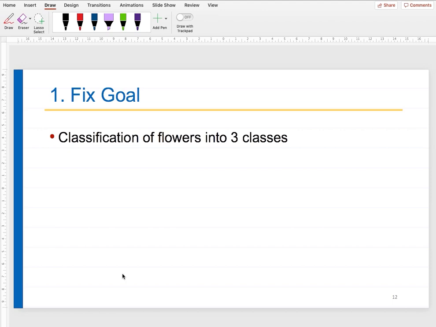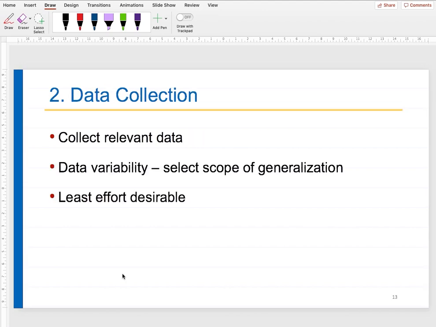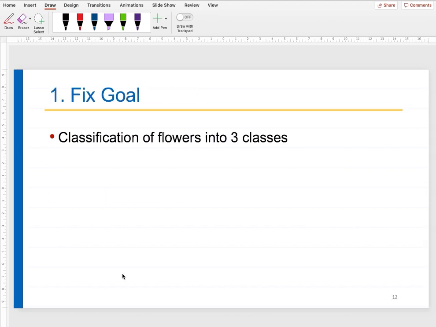What do you want to do? What kind of machine learning model do you want, right? And then what is the next step? What will you do next? You fix your goal, okay, this is what I want to do. I want to make a face classifier or I want to make a flower classifier. What is the next step?